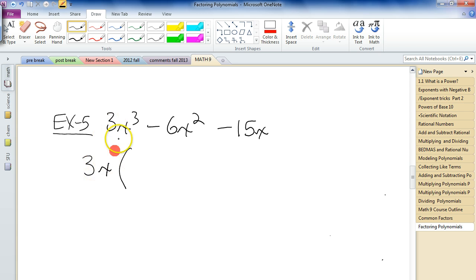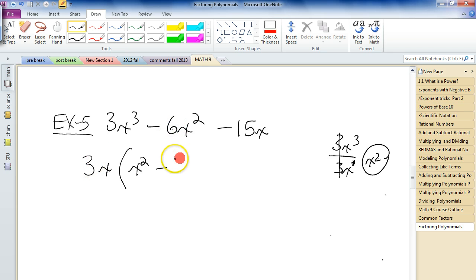When we pull 3x out of 3x cubed, you're left with x squared. We okay with that? If you're not, on the side here again, 3x cubed divided by 3x. The 3's cancel out. Exponent rules, x squared. 3 minus 1 is 2. When we pull a 3x out of here, you're left with 2. 2x is 1x, just an x. And when we pull the 3x out of this, you're left with 5, and the x's cancel out, you're just left with 5.